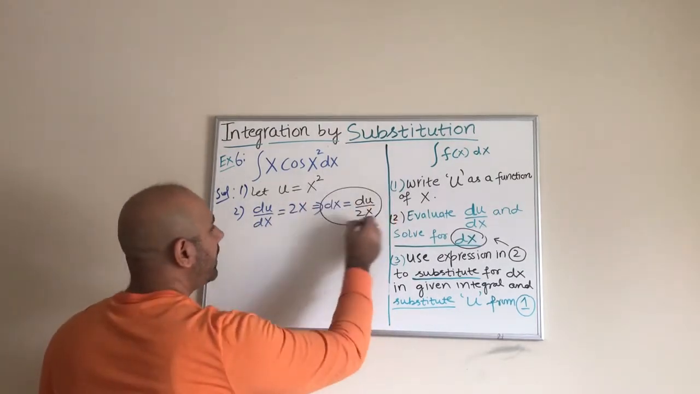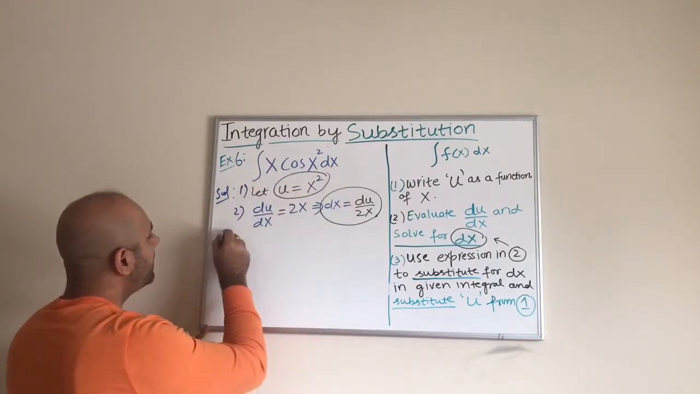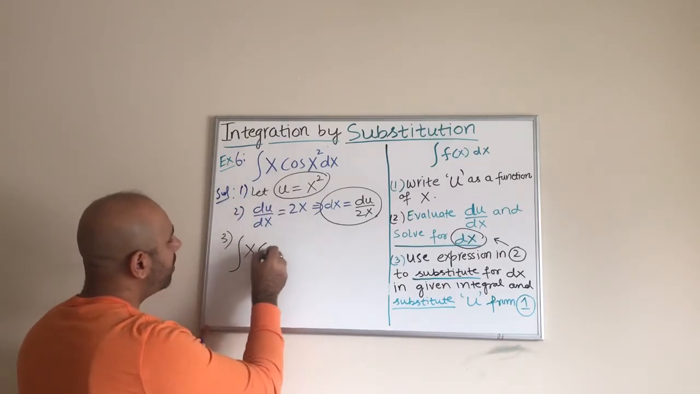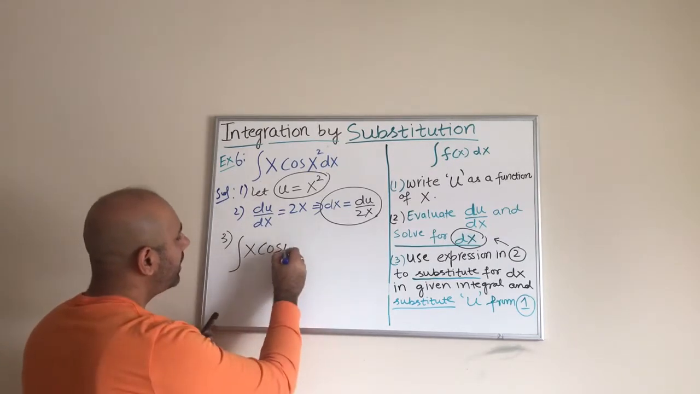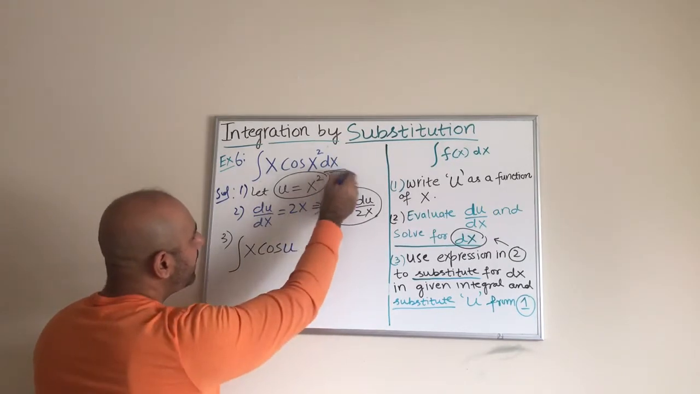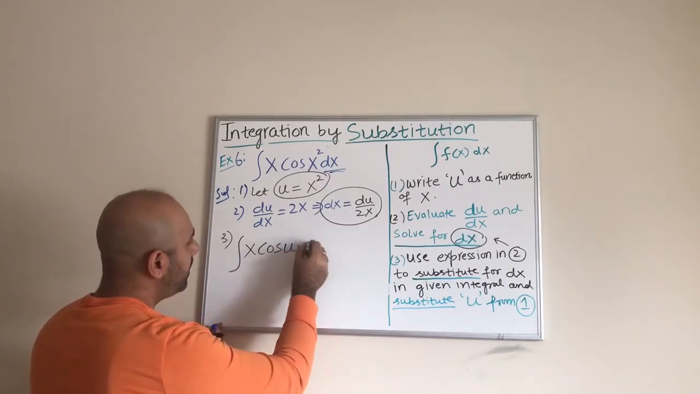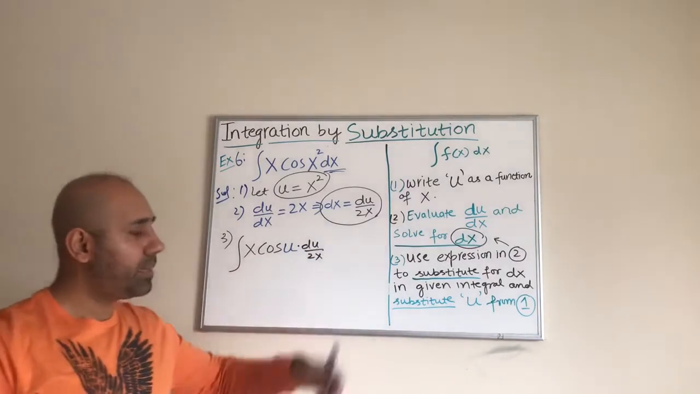So I'm going to circle that so that I know I have to use it, and I'm going to circle this as well. Guys, step 3 is bringing this all together. I'm going to leave that x right there, and then for cosine x squared, well, cosine will stay. And instead of writing x squared, I got to write a u. And then instead of dx, I got to write du over 2x. I'm just substituting, just following step number 3.